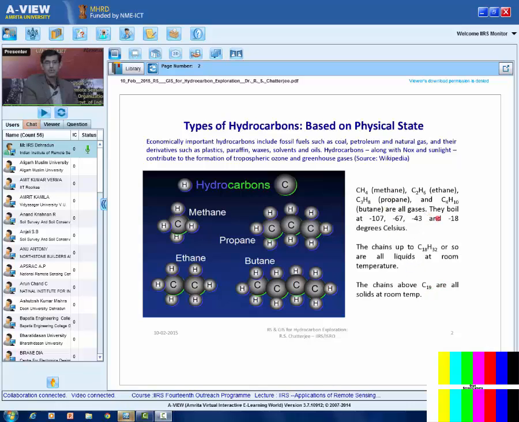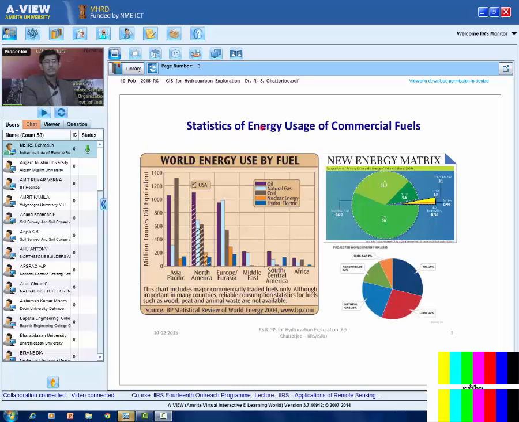So what is important to us is naturally occurring hydrocarbons. They are coal, petroleum, and natural gas. Now, if you see the statistics of energy usage, particularly of commercial fuels, this is the world energy used by fuel.